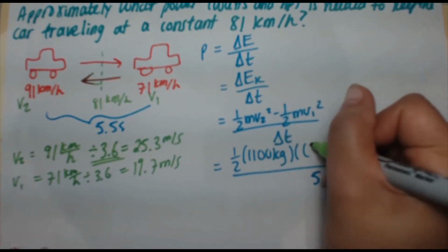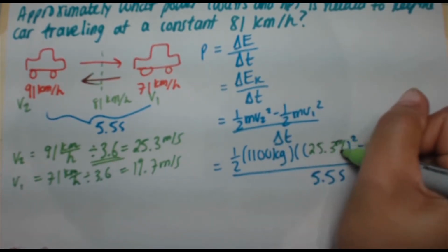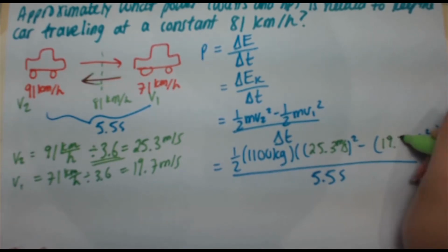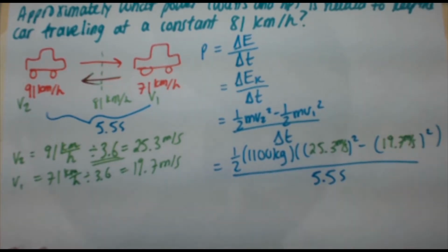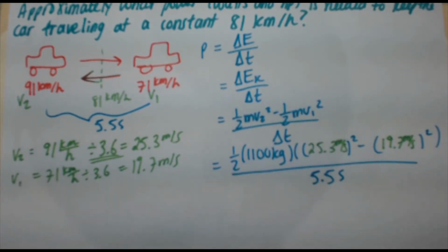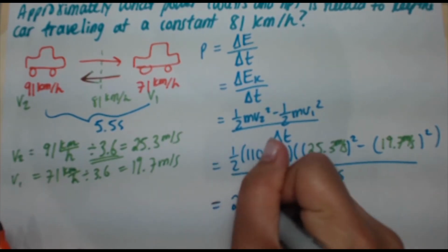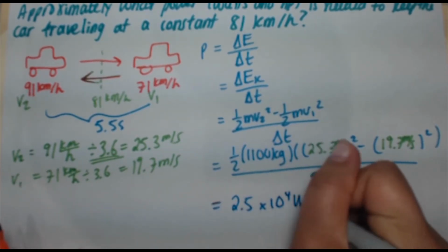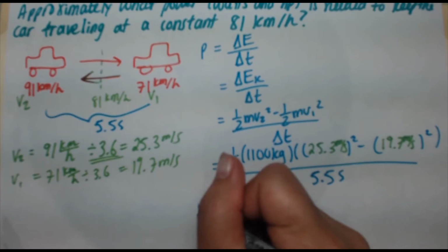So V2 is 25.3 meters per second, that's getting squared, and then the 19.7 meters per second squared goes there. When you plug this entire expression into your calculator, you're going to get 2.5 times 10 to the 4 watts. So there is my power in watts.